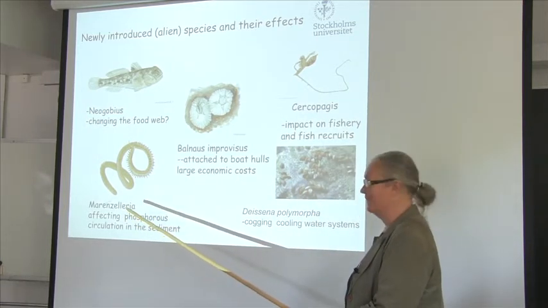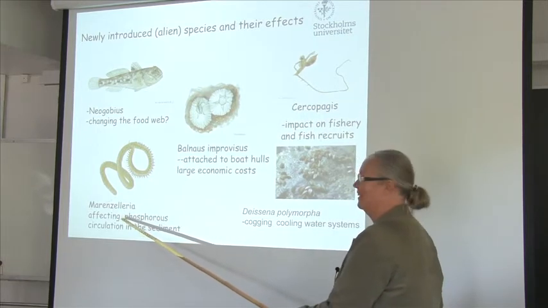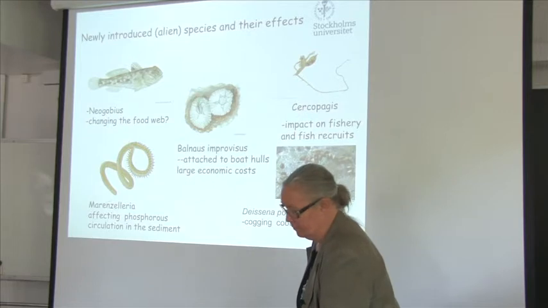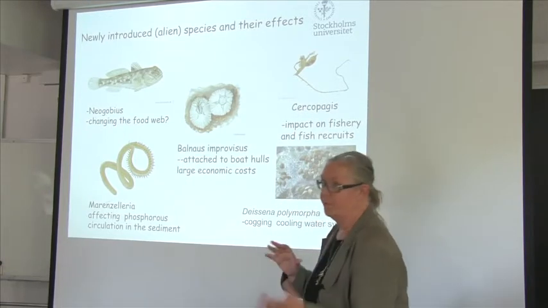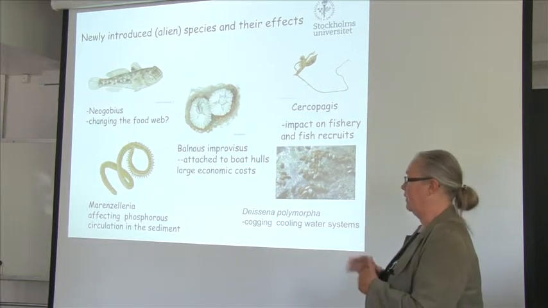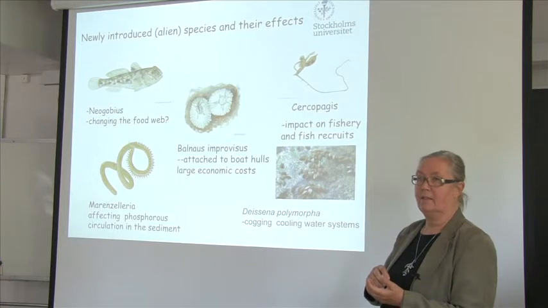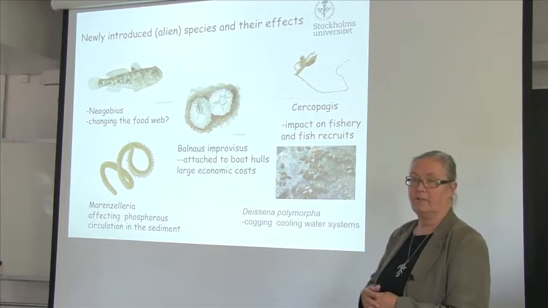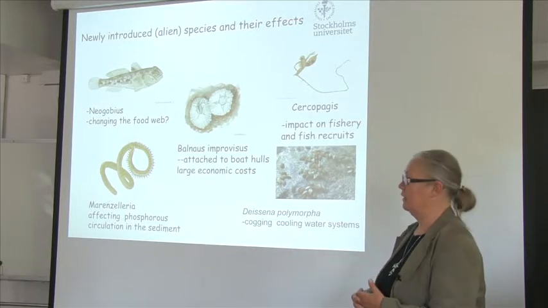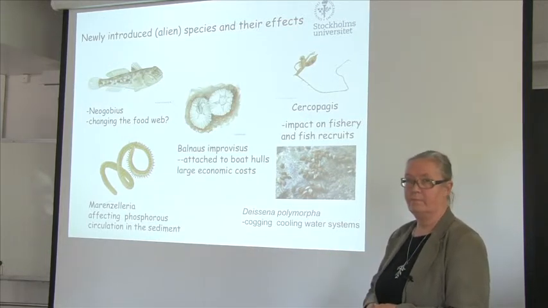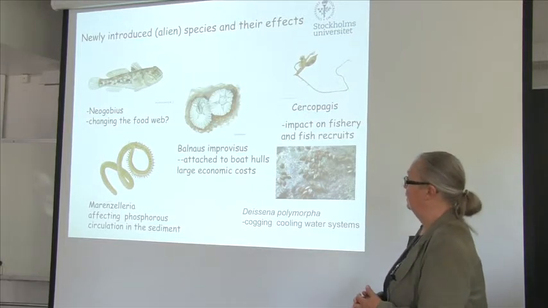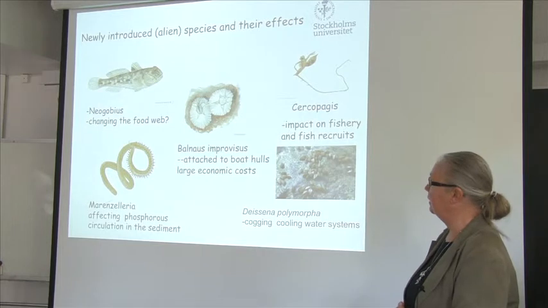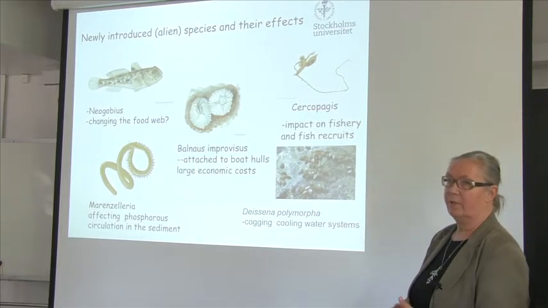Marenzelleria is affecting the phosphorus circulation in the bottoms, maybe several species, and Neogobius is probably changing the food web. So we have some of them that we are now starting to discuss if they are giving positive effects or just being there. On an early slide I mentioned this tiny little snail, Potamopyrgus, has been there for a long time. Lots of them, nobody bothers, nobody even thinks about them. Balanus, most people will be really bothered about the problem with them on the boat hull. Neogobius, we are waiting for it to arrive on the Swedish coast.